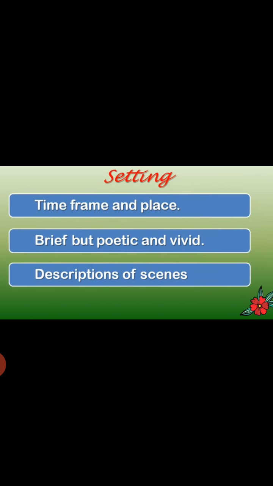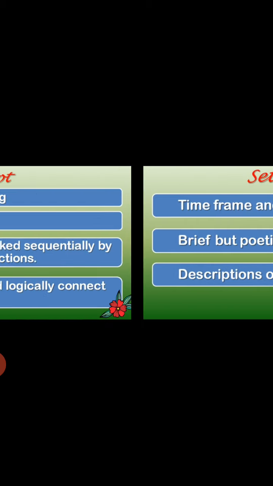Number two is setting. Setting is the background or location where the action takes place. It may be realistic or fictional. It is the time frame or the place where the story is taking place. It should be brief and interesting. Poetic and vivid means interesting. It is actually the description of the scenes.